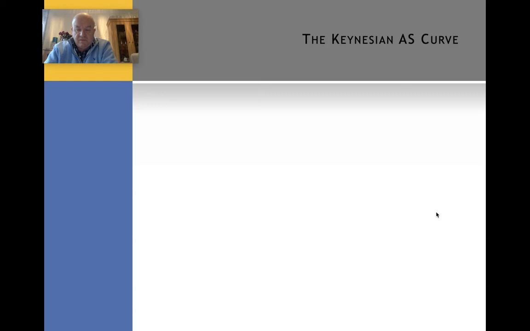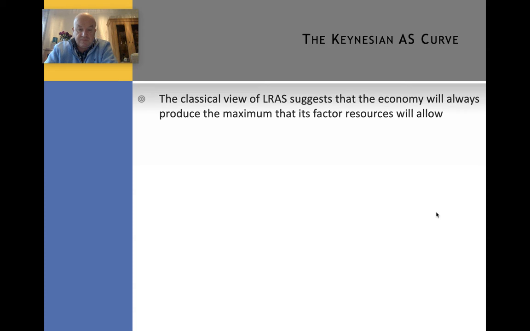So we've talked about the difference between the short run and long run aggregate supply curve. But when we talk about the Keynesian AS curve, you'll see it's slightly different in that there's no difference. There's no delineation, if you like, between long run and short run aggregate supply.